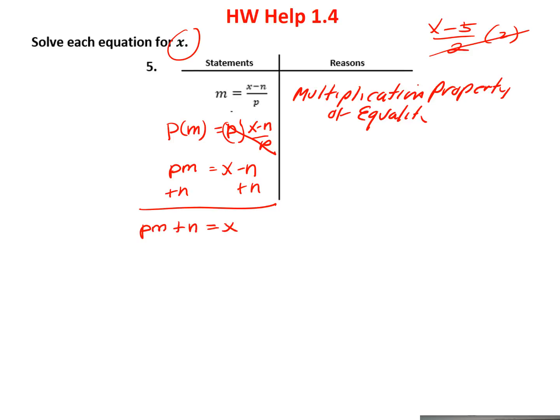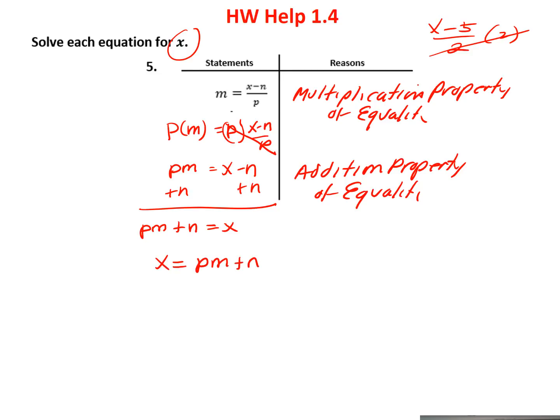Or, by the way, this was the addition property of equality. Or I can turn it around and say x equals pm plus n, or I could change the letters and write x equals mp plus n. We don't really have a set way. Sometimes some mathematicians say put them in alphabetical order if you don't know, but either way would be correct. Okay, next problem.